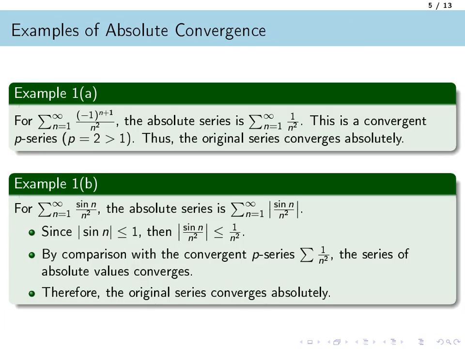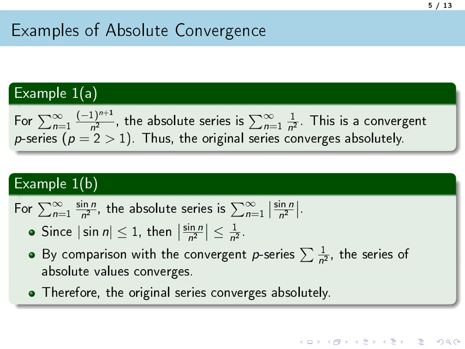Let us apply the absolute convergence test to see how it works in practice. This test is a powerful tool for series that contain both positive and negative terms. Our first example is an alternating series, the sum of -1 to the power of n plus 1, all over n squared. To test for absolute convergence, we create a new series by taking the absolute value of each term. This simply removes the alternating sign, leaving the sum of 1 over n squared.